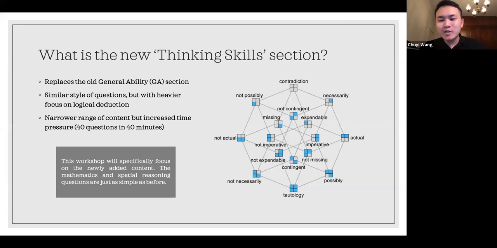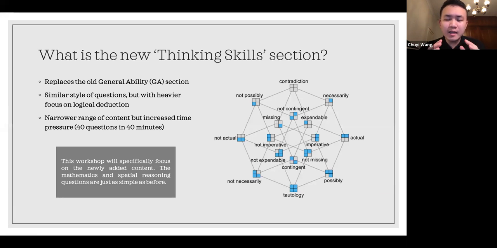So the GA section in the past had a lot of different questions, okay? It had everything from various types of maths questions, spatial reasoning. There were some vocabulary questions as well. Does anyone remember the vocabulary questions like, oh, which word is most similar to this word and stuff like that? There were also lots of pattern-based questions and statistics-based questions. Now, the new thinking skills section is a direct replacement for the general ability section.